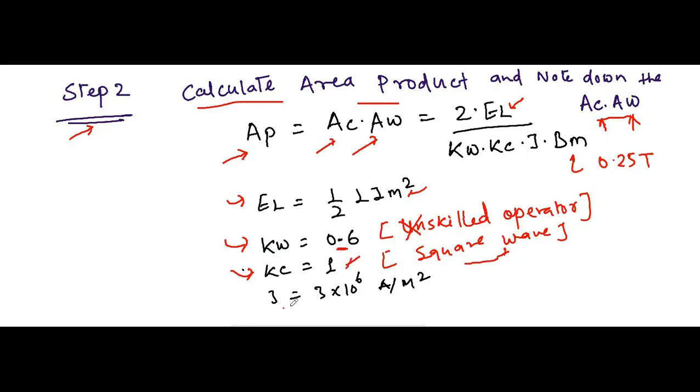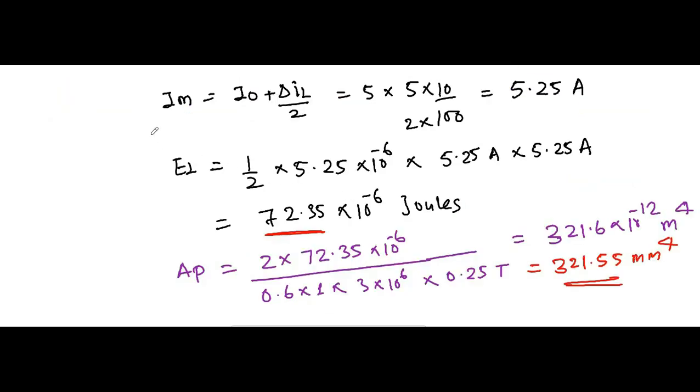And what is the J? J is the current density of your wire, so KW KC J into BM, and BM is nothing but the flux density of your core, that is 0.25 Tesla. Now we have everything. So what you need to do here is find out the value of IM. The value of IM is the 10%, which is going to be 5.25 ampere.